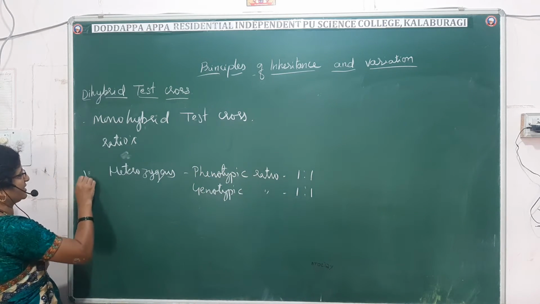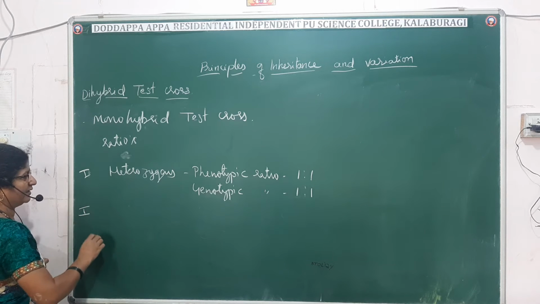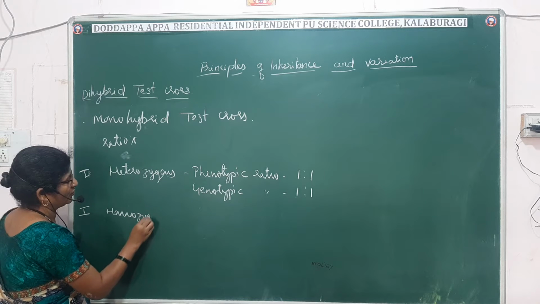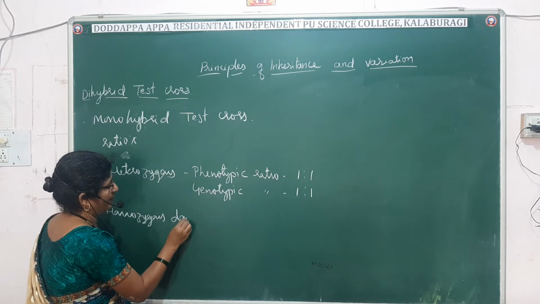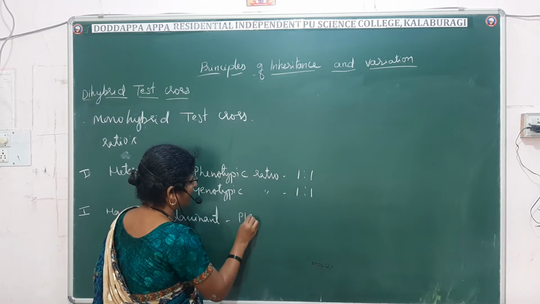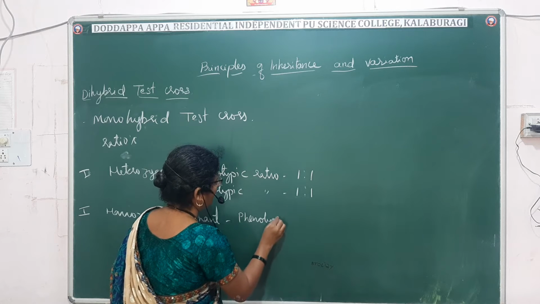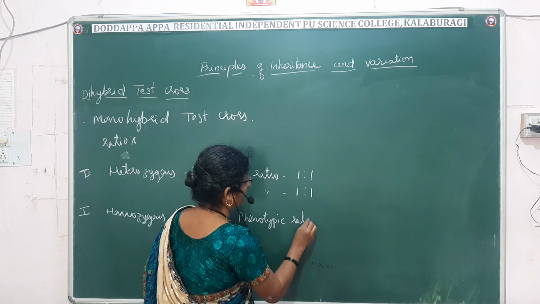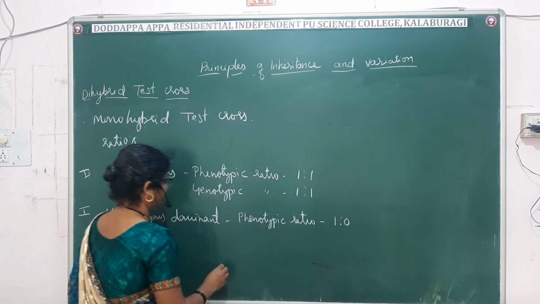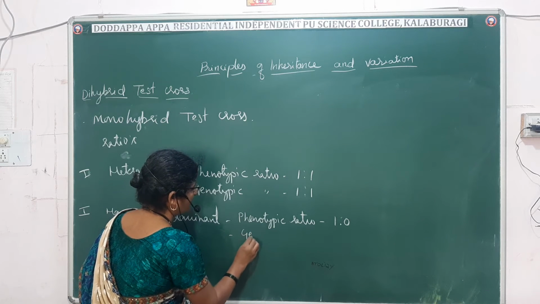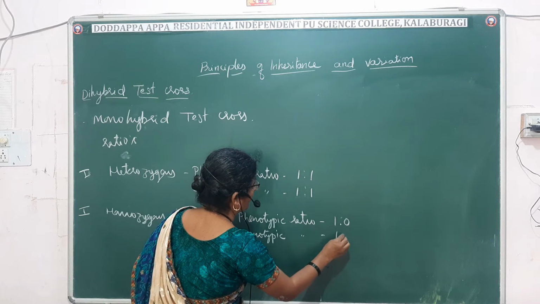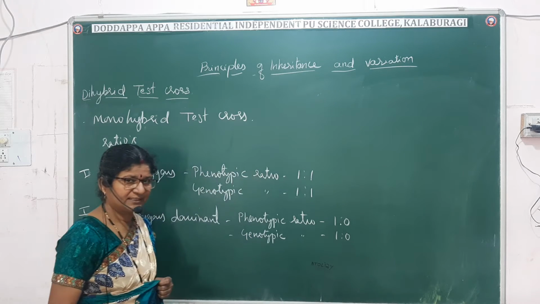That is the first case. Second case, if it is homozygous dominant, then what kind of ratio will you get? Phenotypic ratio: you will get 1:0. And the genotypic ratio also, all the type will be same. You will be getting 1:0. No dwarf trait at all.